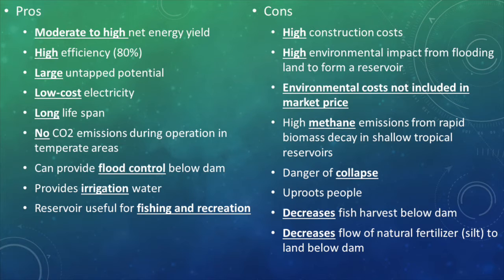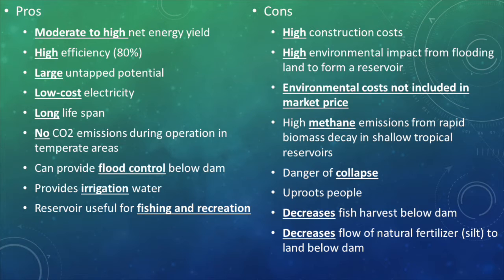There's low-cost electricity. There's a long lifespan. Once we put these dams in place, they generally last a long time if they are properly maintained. There are no carbon dioxide emissions during operation, so we are again not looking at a high impact on global warming. It can provide flood control below the dam, so we can have multiple purposes for the dam in the first place. It can provide irrigation water, since we are pooling a lot of this river water into almost like a stagnant area. And the reservoir is useful for fishing and recreation.